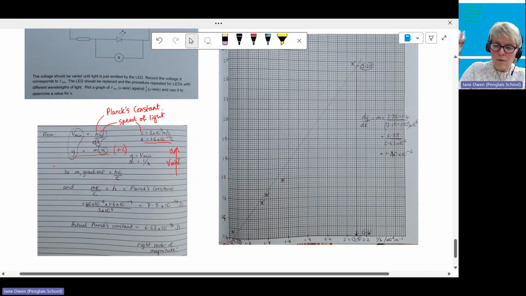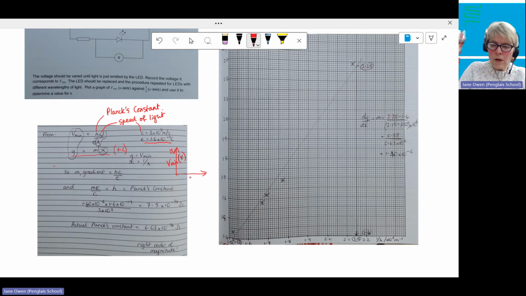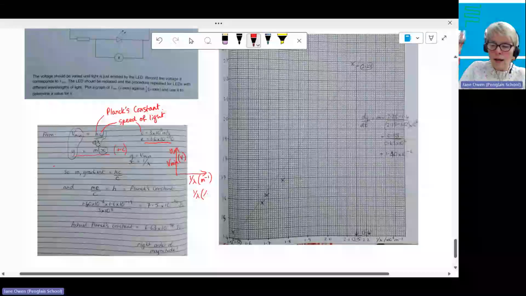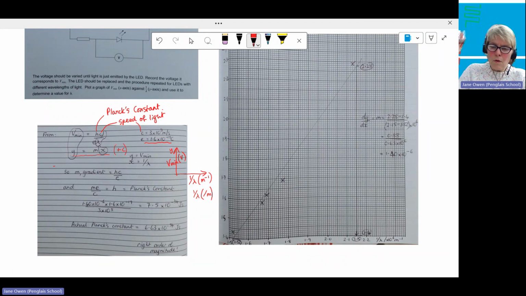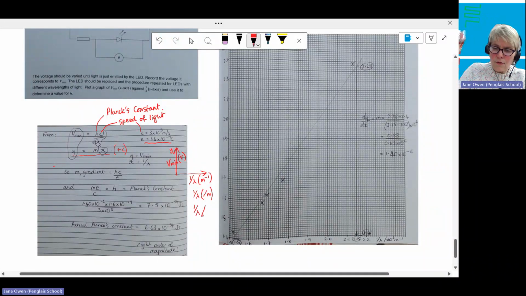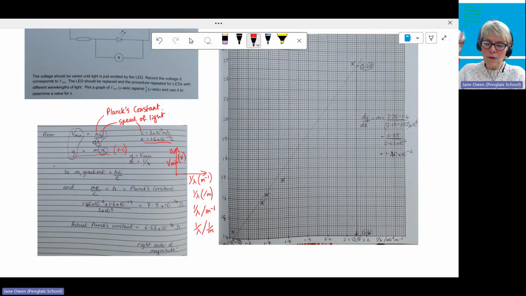V min, don't forget your units, against x. Because lambda is on the bottom, we go 1 over lambda, so that's meters to the -1. You can write it like that, or you can do 1 over lambda slash m, meters to the -1, or you can even go 1 over lambda slash meters to the -1. Or you can do 1 over lambda slash 1 over meter. Okay, there's many ways that you can get the mark, all right? But there's many ways equally that the mark will be taken away from you.